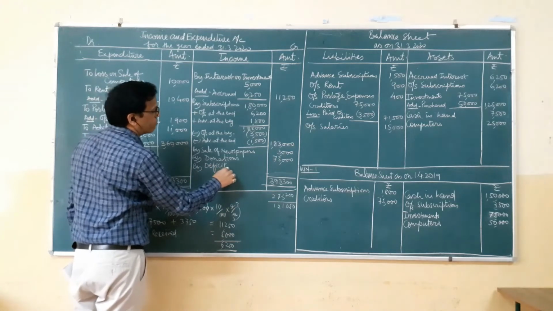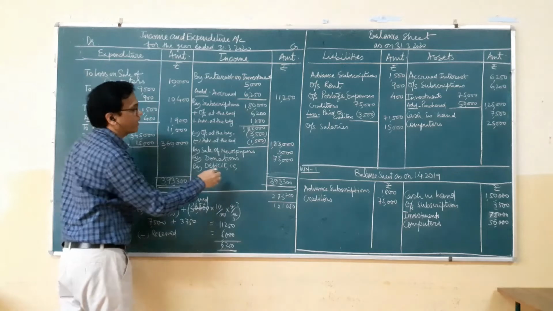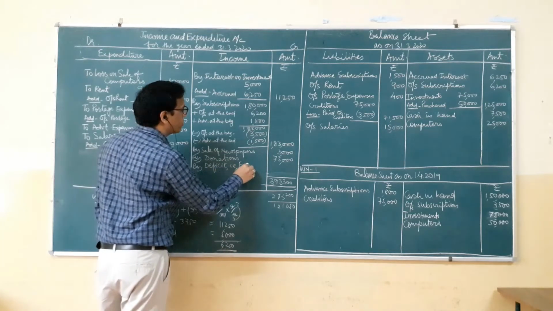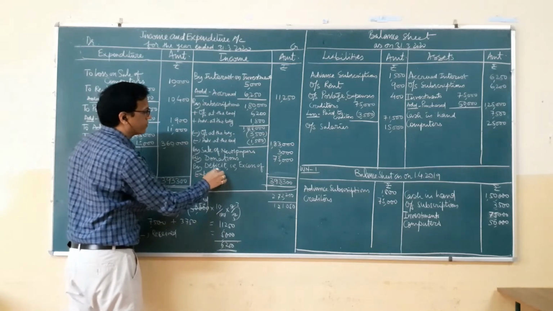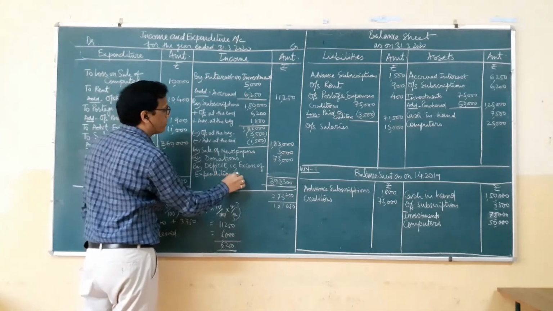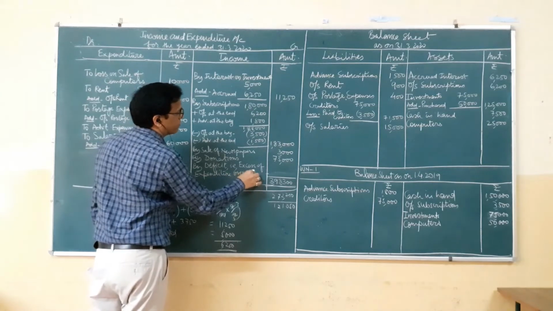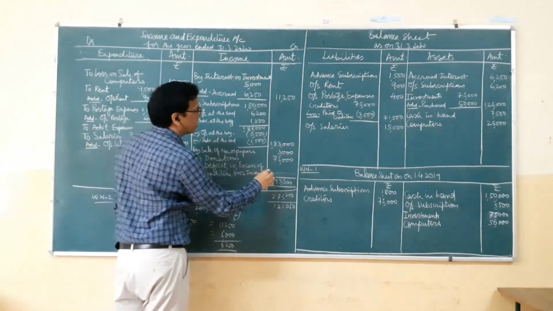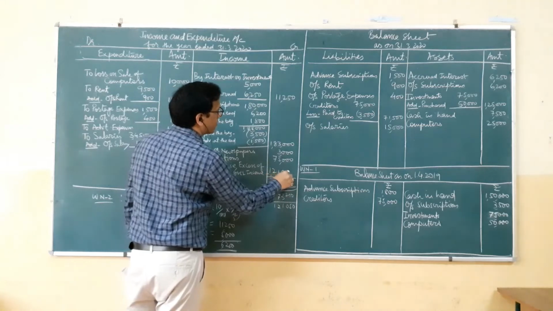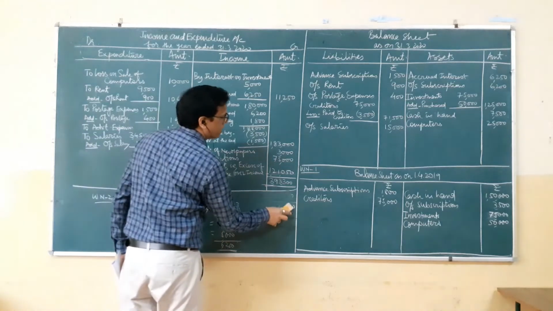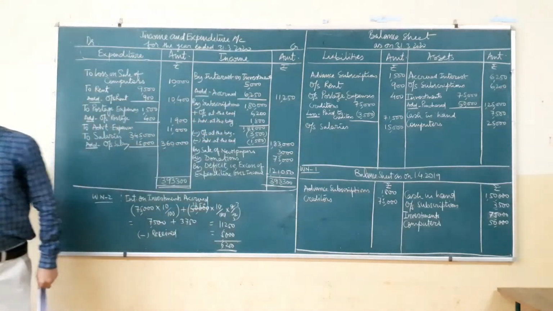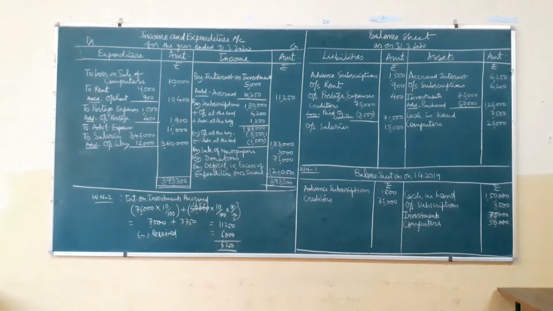Expenditure side is more. So we write here by deficit, that is excess of expenditure over income, 121,050. Okay? Have a look at it. First, the income and expenditure account. This income and expenditure account has shown us deficit.